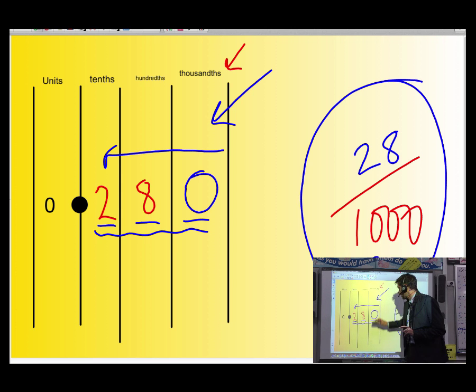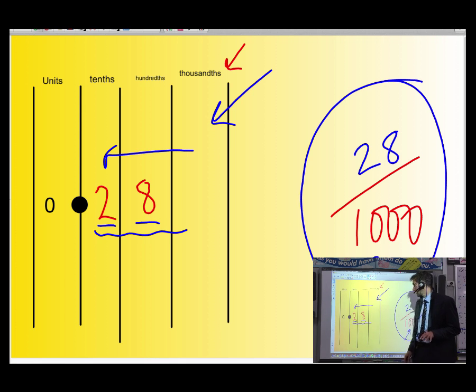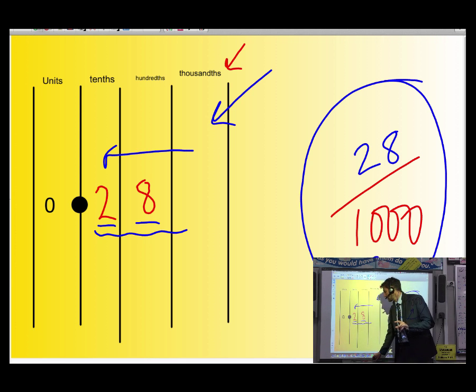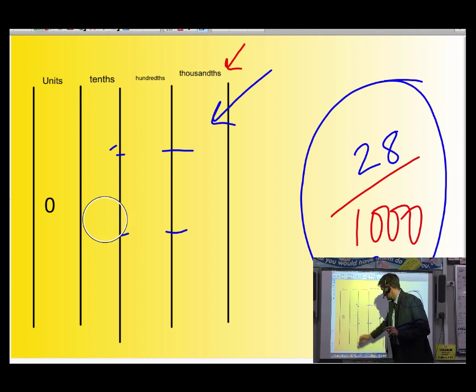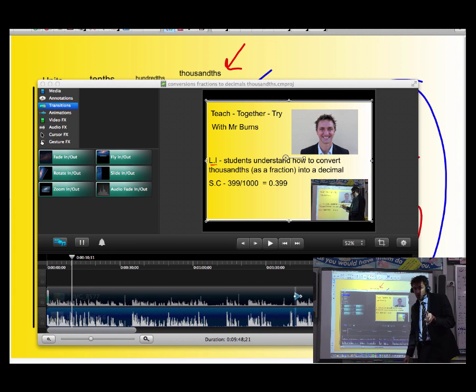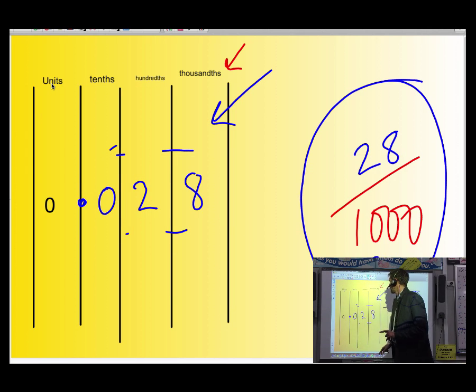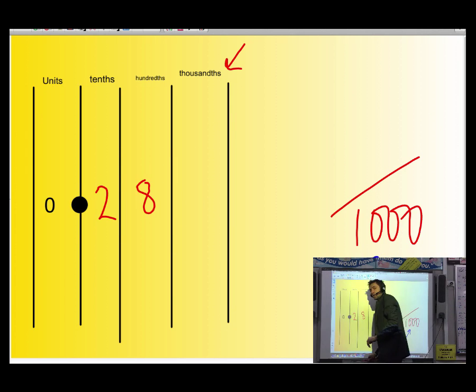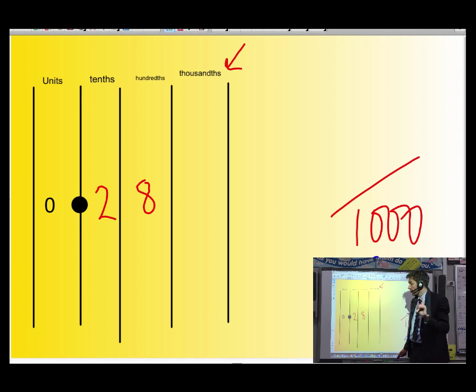Because you wouldn't put this 0 down here. And no, 28 would be wrong. It's not 28. 28 actually looks like this. That's the value for 28, right? And we don't have that value.